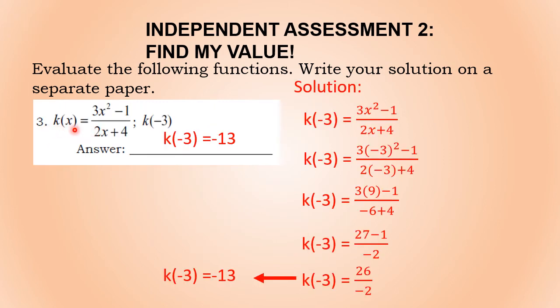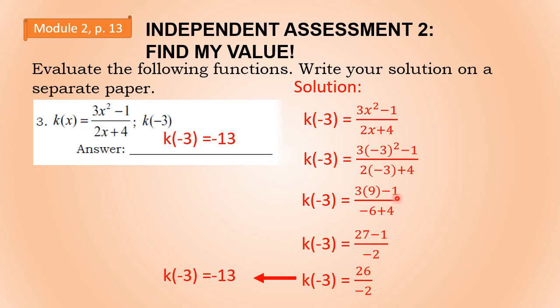Number 3, k of x is equal to 3x squared minus 1 over 2x plus 4. Find k of negative 3. So we replace all x values with negative 3. And so we have k of negative 3 is equal to 3 times negative 3 squared minus 1 over 2 times negative 3 plus 4. And then we simplify. We have 3 times 9 minus 1 over 2 times negative 3, which is negative 6, plus 4.